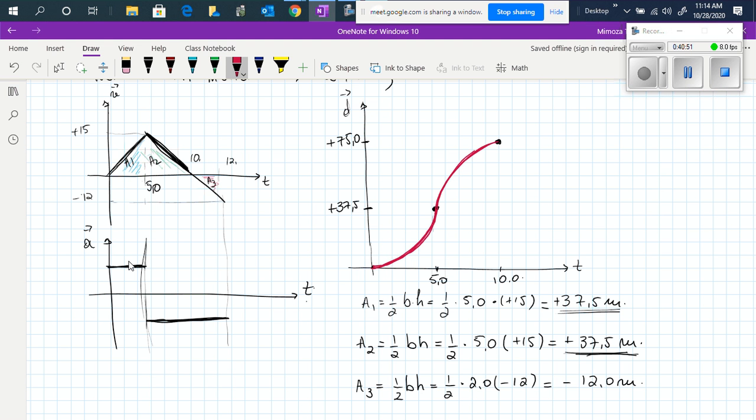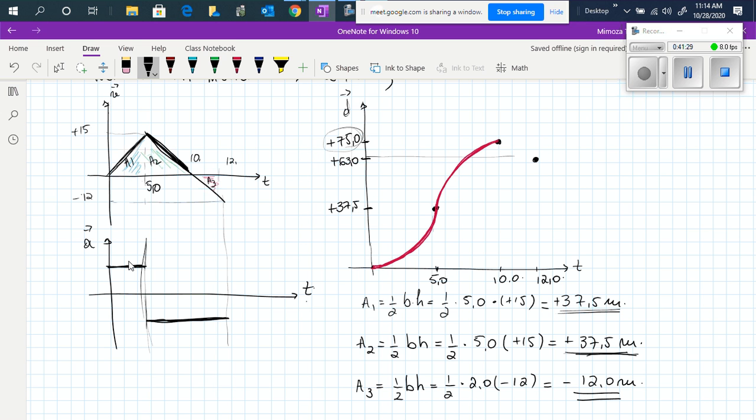Okay, and then for 10 to 12 seconds, the object is moving negative 12 meters. So that means that from the position that is at positive 75, it's going negative 12 meters, which means that it will end up at positive 63 meters. So at 12 seconds, the object will end up at this point.